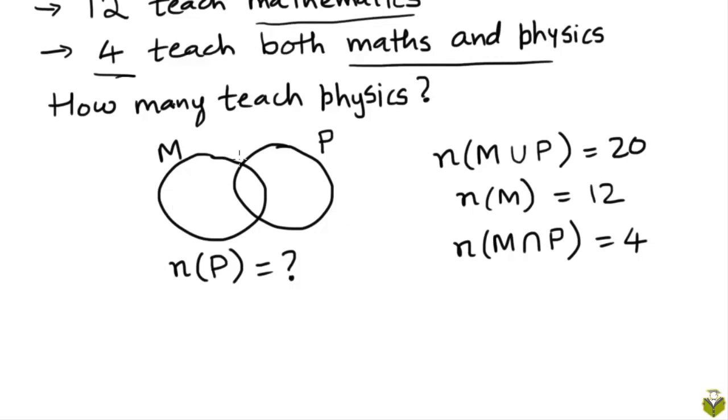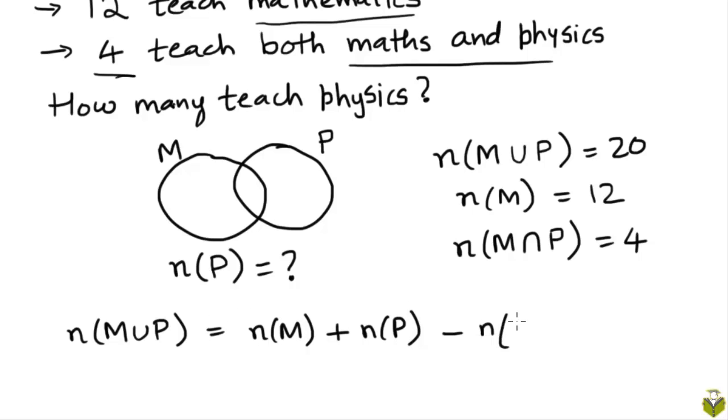Now we could solve this again by demarcating three regions, R1, R2 and R3, and writing the three equations that we did in the previous problem. But let's now just use the formula that we calculated by generalizing that problem. So we know that N of M union P for any two sets M and P will be N of M plus N of P minus N of M intersection P.